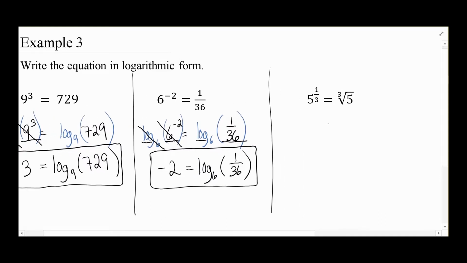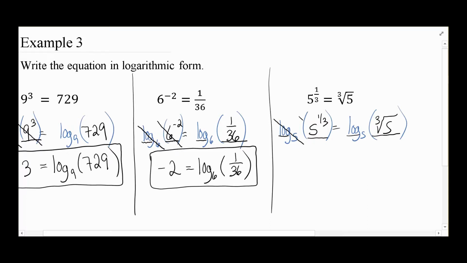Now we can hopefully move a little bit faster through this last one. We have 5 to the 1/3 equaling the cube root of 5. The exponential in this problem is the 5 to the 1/3 power, meaning the base of that exponential is base 5. So that means I take a base 5 logarithm of both sides. Again, the log and the argument are on the same line. The base is a little bit lower.